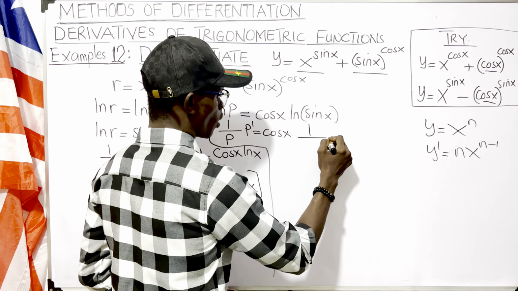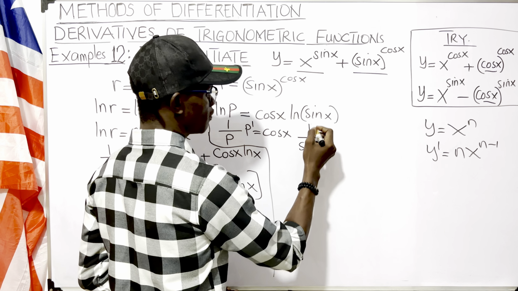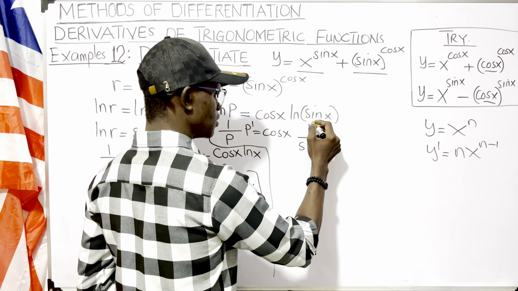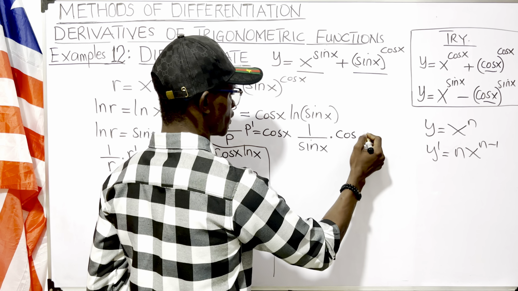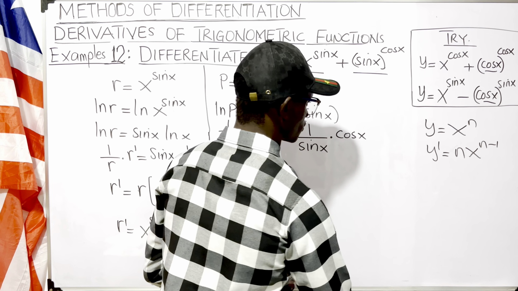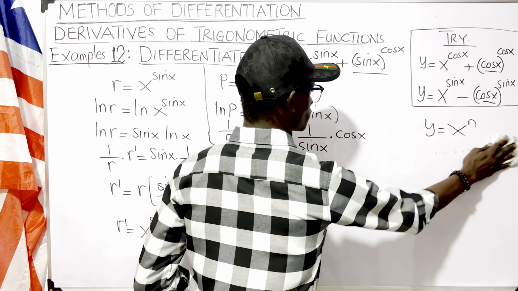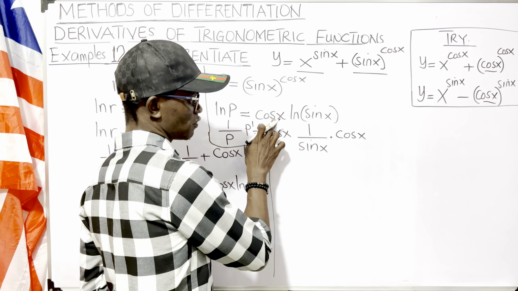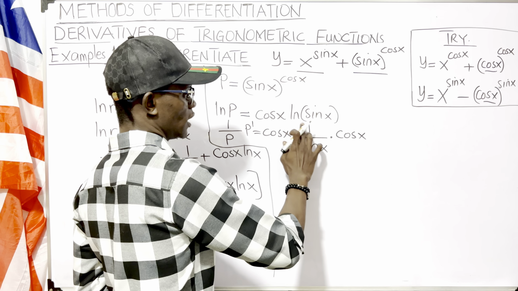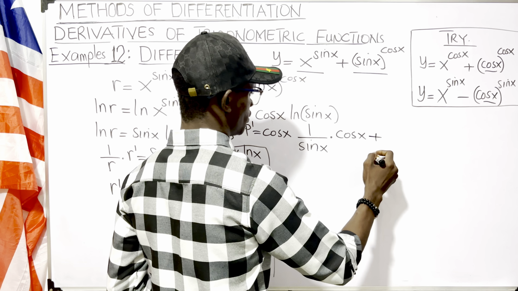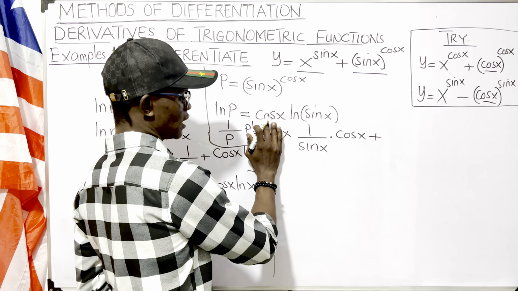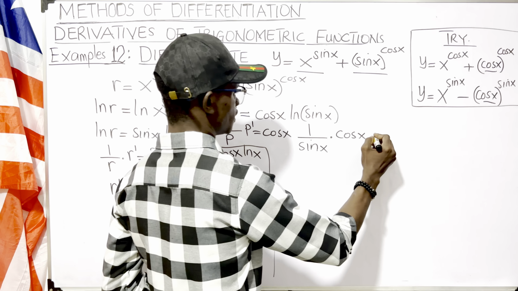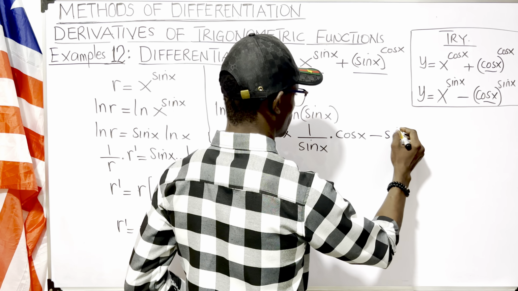So this is 1 over sine of x, the derivative of natural logarithm is 1 over the function, times the derivative of that function, which is now cos of x. So we held this cos of x first and we differentiated ln of sine of x. So we can now say plus, let's hold ln of sine of x and differentiate cos of x. So the derivative of cos of x is just minus sine of x.